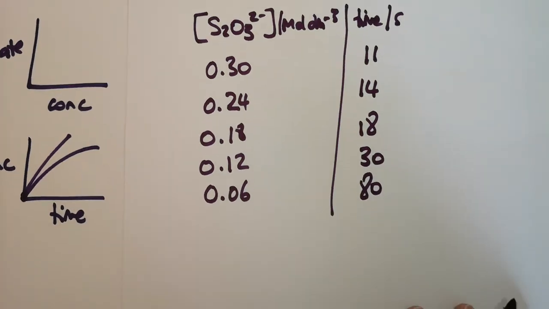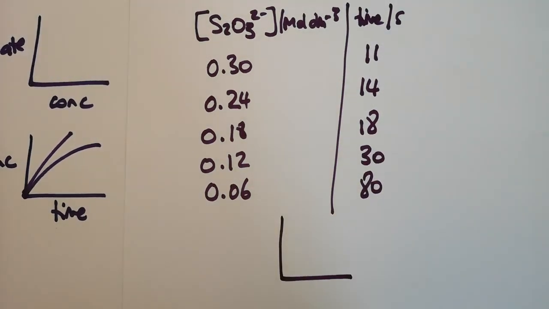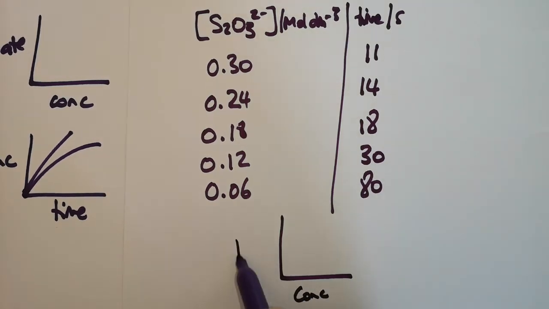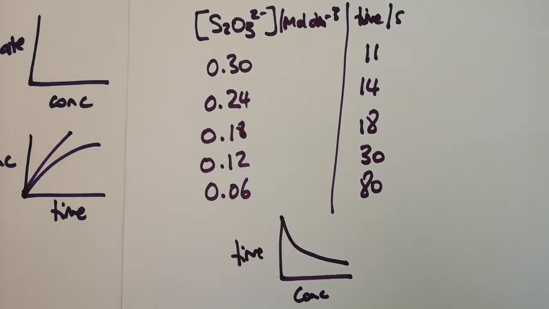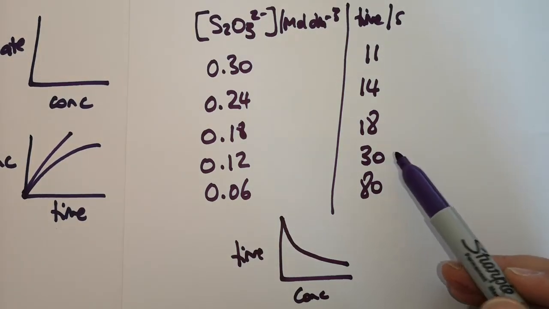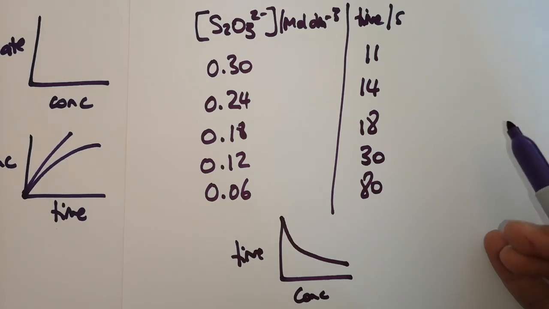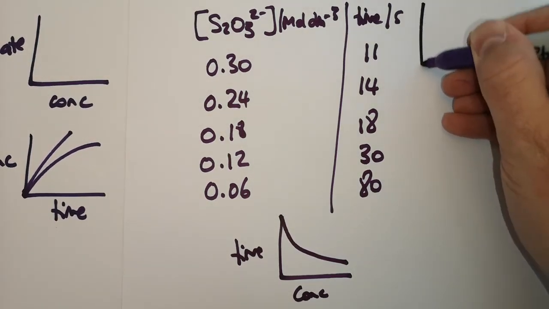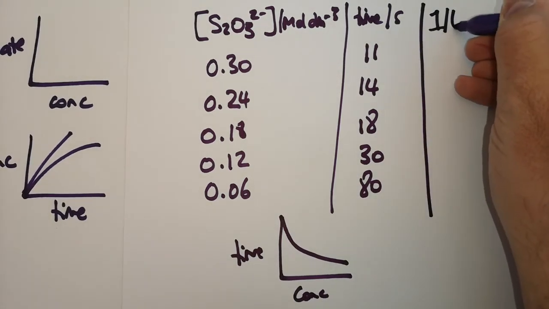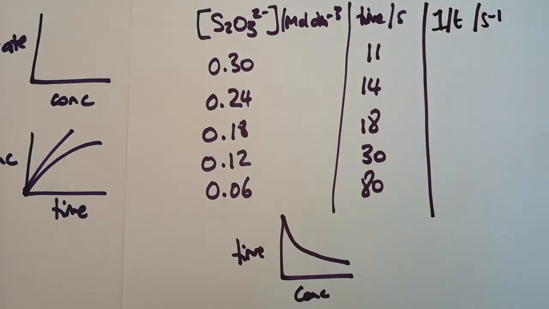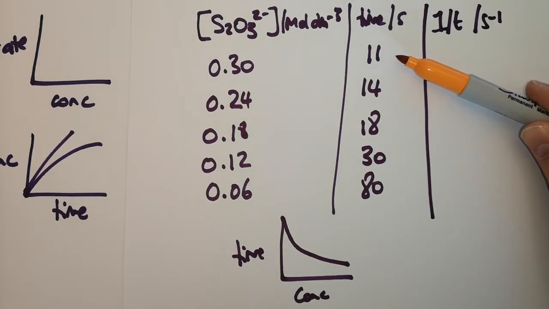Now the problem with this is if I want to put this on a graph, what I have is concentration against time, and the graph's going to look like this. There's not much I can tell from a concentration time graph that way around. So what I need to do is translate the times into rates. What we can do is calculate 1 over t in seconds to the minus 1. Time is inversely proportional to rate. The faster the rate, the shorter the time.